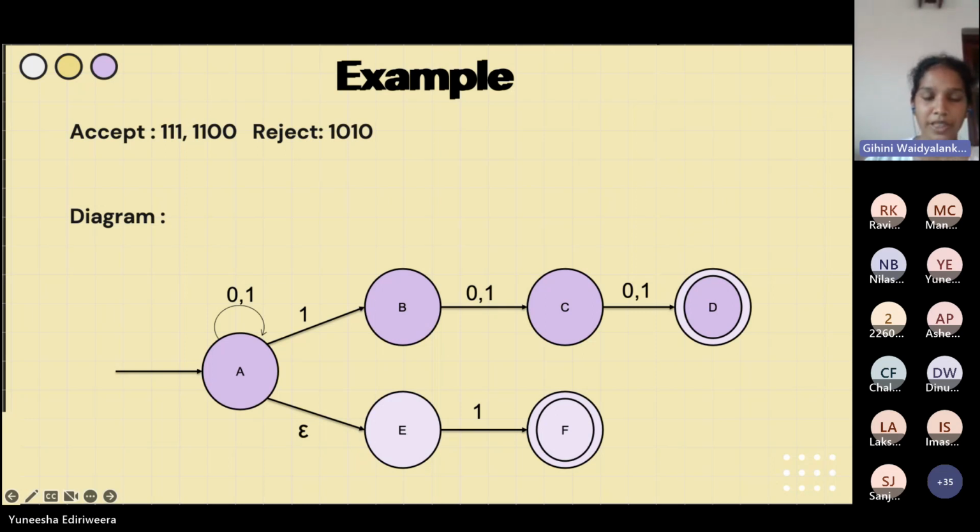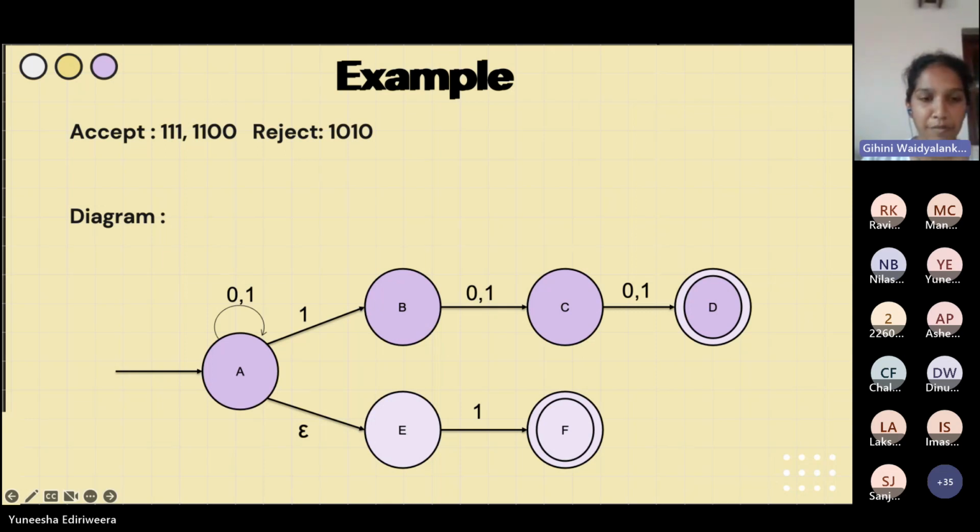By this logic, if I input 111, it might stay in the same state and never reach the final state D. I earlier said that 111 is an acceptable string by this NFA, and now I'm saying 111 might not be accepted. That's the thing about NFA. As long as there is at least one path where the string reaches the final state, that string will be accepted by this NFA.